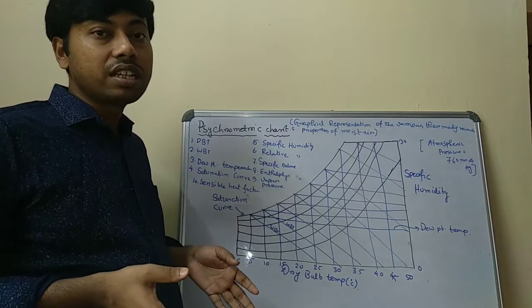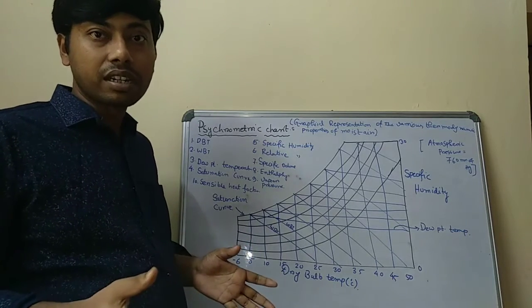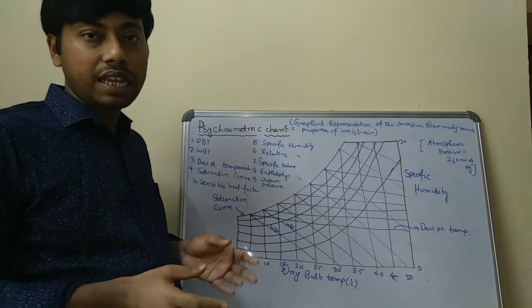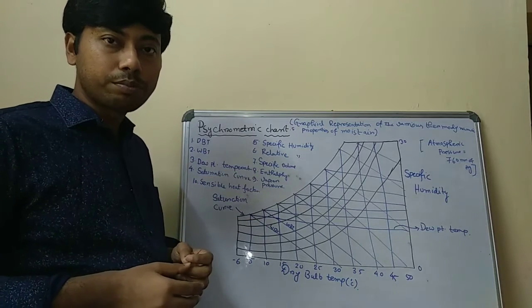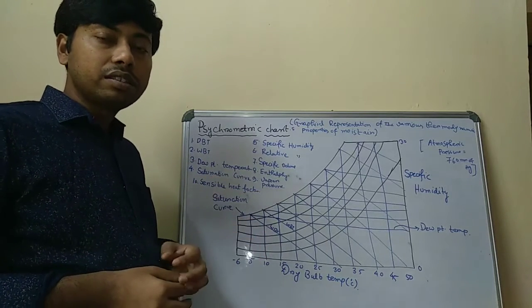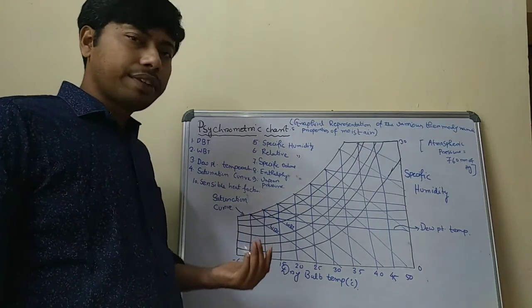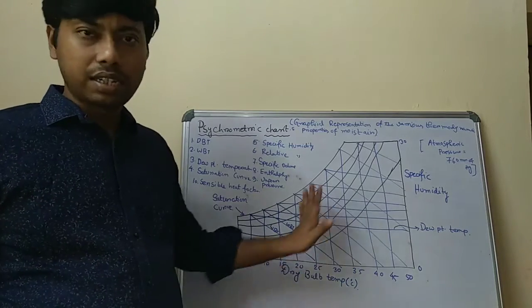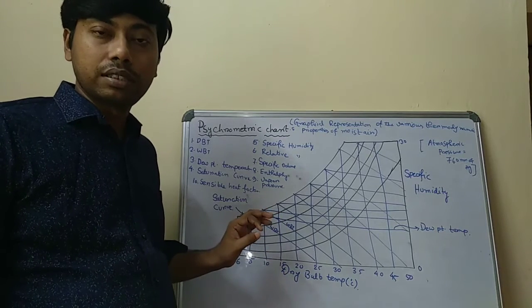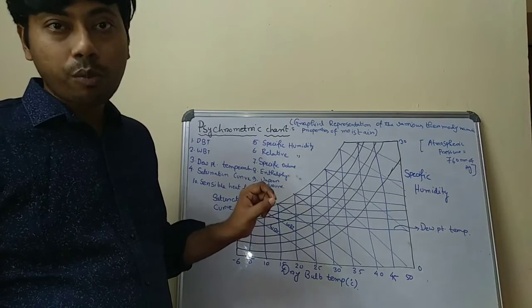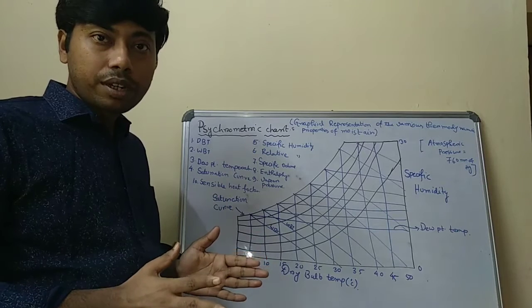Now, in moist air, dry air and moisture, that is water vapor, are both present. That air is a mixture of dry air and some water vapor, and it is called moist air. Now, what is a psychrometric chart? It's basically a graphical representation. As you see, this is a psychrometric chart, a graphical representation of the various thermodynamic properties of moist air. That means there are some properties that indicate the thermodynamic state of moist air.